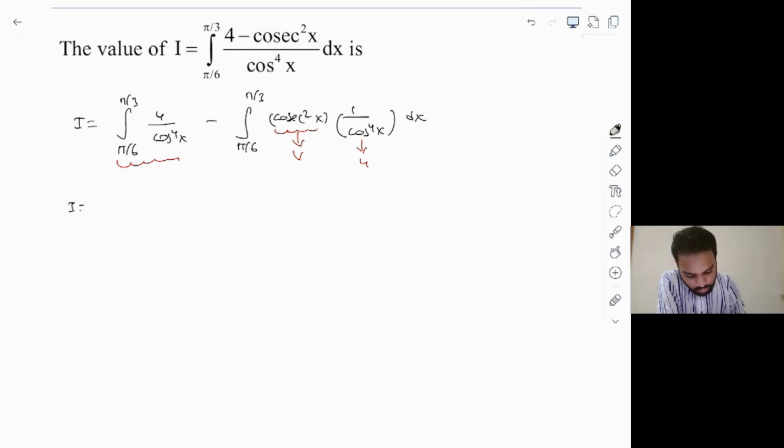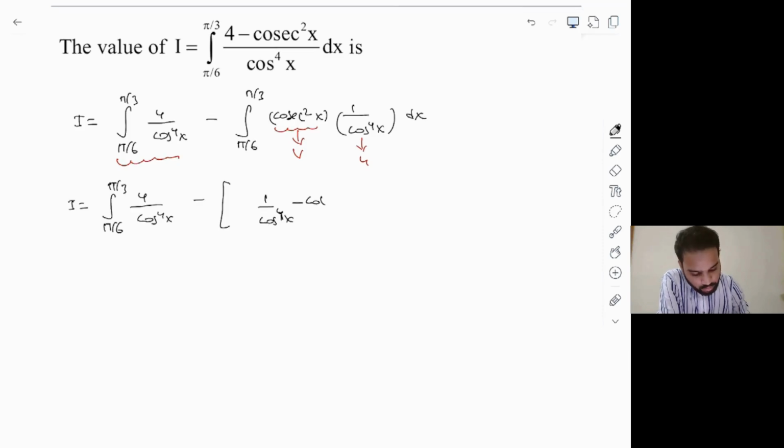So capital I is equals to integral pi by 6 to pi by 3, 4 divided by cos power 4x minus, now this will be u integral v. So what is u integral v here? 1 divided by cos power 4x multiplied by integration of cosecant square x. Integration of cosecant square x is simply minus cot x, where limits are from pi by 6 to pi by 3, right?